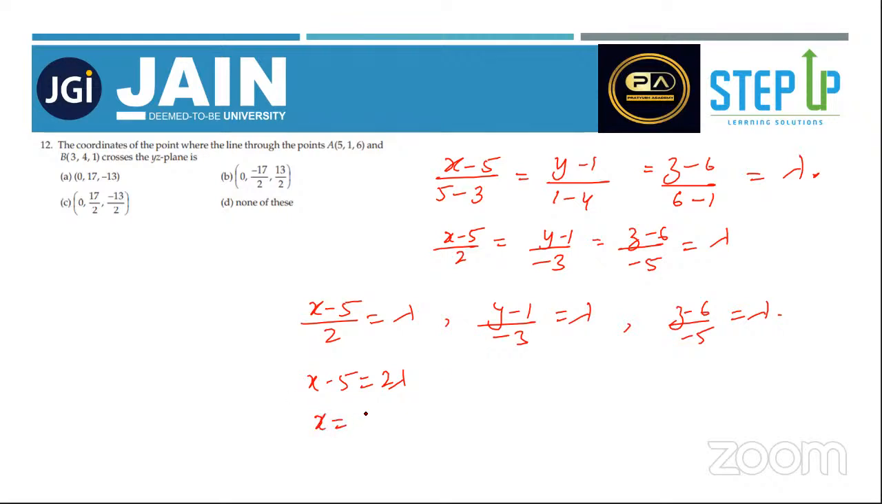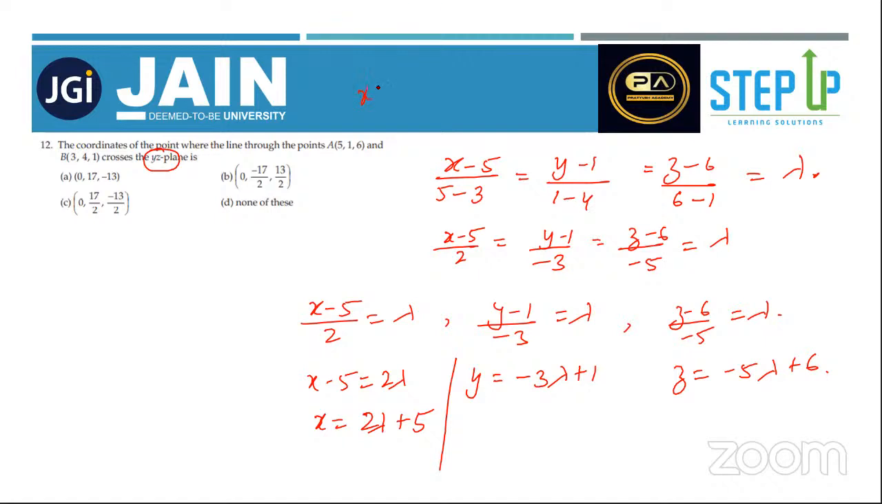So what is x equal to? 2 lambda plus 5, correct? Similarly, what is the value of y? Minus 3 lambda plus 1. Z equal to minus 5 lambda plus 6. Now it is given that the coordinate of the point is just in YZ plane.